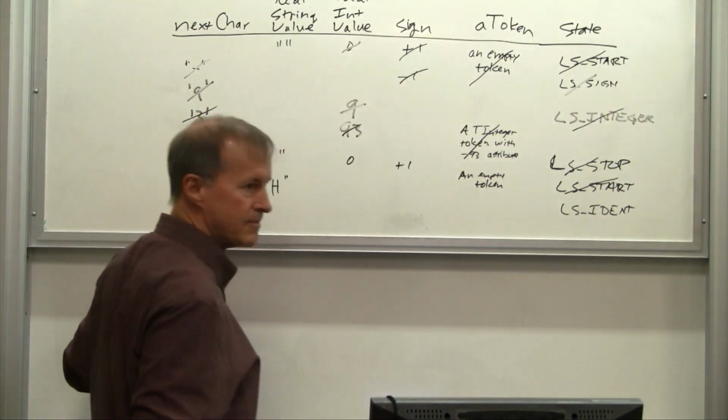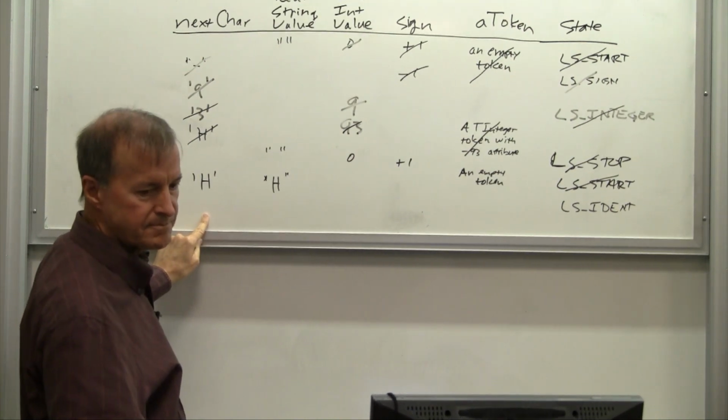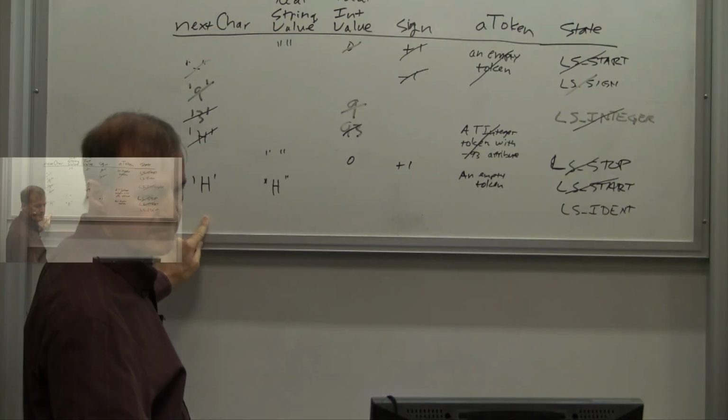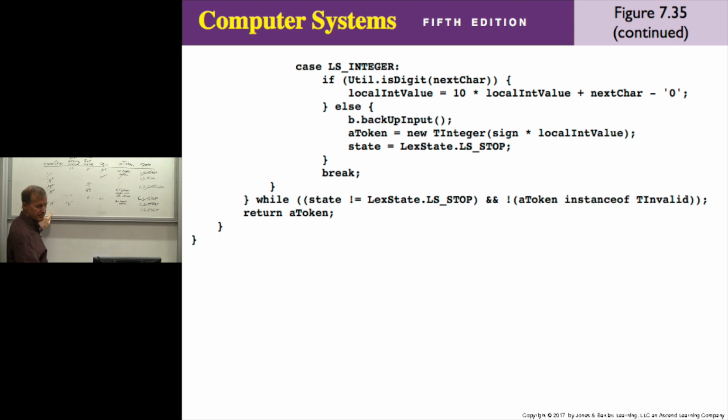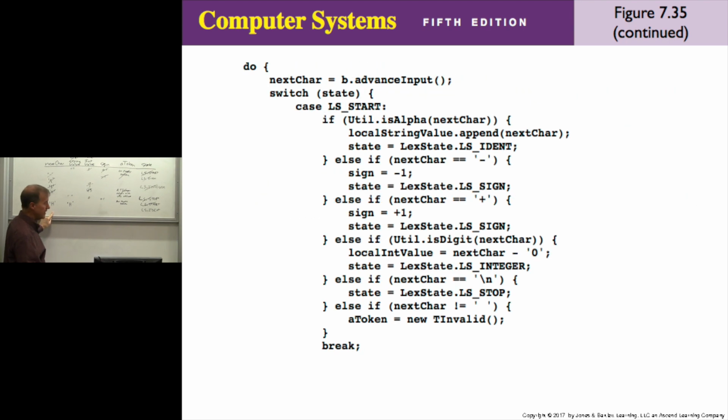ls ident. Are we good? And we skip all the else ifs, we skip the break, we go to the end, we do the loop. We're not at stop. It's not invalid. We go back. B, advance input, and what happens here?